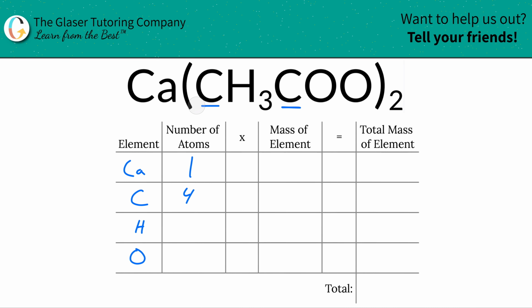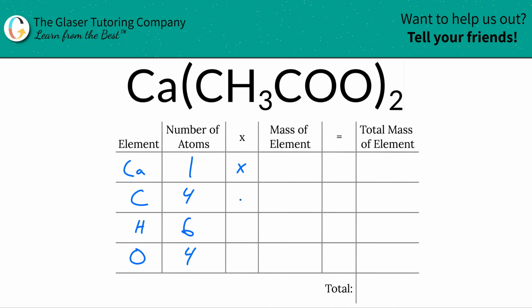Then hydrogen. So let's just erase this. For hydrogen, we have 3 hydrogens here, and there's no other hydrogen. But remember, this represents 3 hydrogens in a single acetate, and you have 2 acetates. So there would be a total of 6 hydrogens, not 5. It's multiplicative. And for oxygen, in each acetate you have 2 oxygens, but you have 2 acetates in total, so that would be a total of 4.